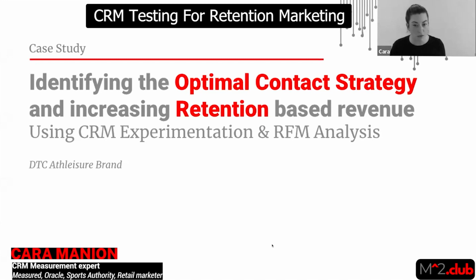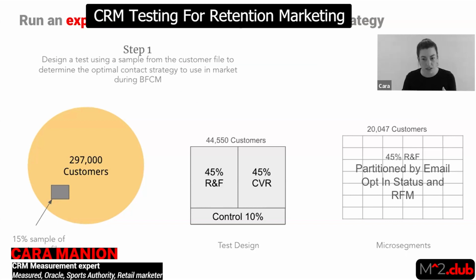And we did this through using CRM experimentation and RFM analysis. So I'm going to take us through the setup of the brand brief and what they were trying to learn, the problem. 45% was going to get reach and frequency on Facebook. 45% was going to get conversion optimized on Facebook. A control group was going to get nothing. And so that was the test design.